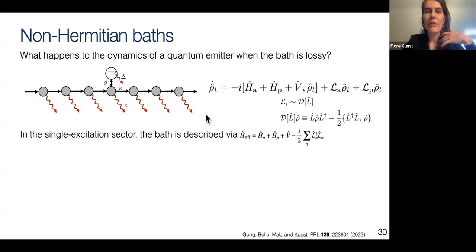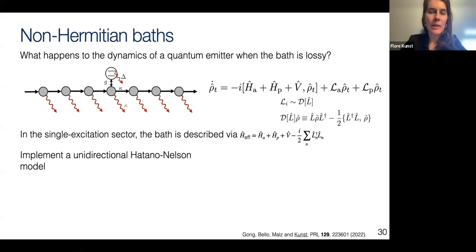Then you can actually find an exact solution for the evolution of this density matrix in the single excitation sector, in terms of this effective Hamiltonian. So you can show that if you only assume a single excitation, the bath is exactly described by a non-Hermitian effective Hamiltonian. So you can ignore the jump terms, or sorry, the recycling terms. Then you can start playing games and see how this non-Hermitian effective bath affects the dynamics in my system.